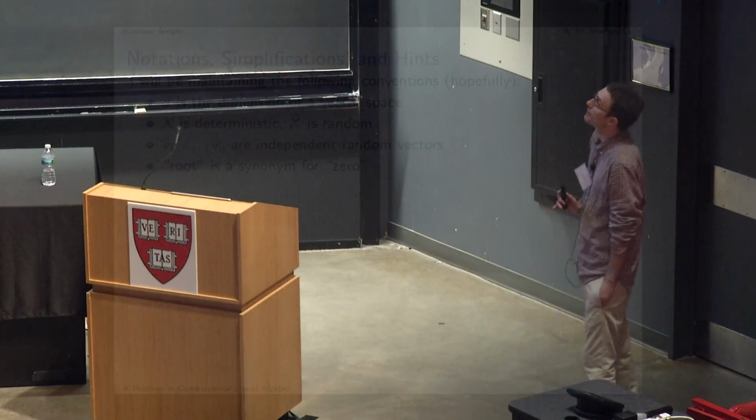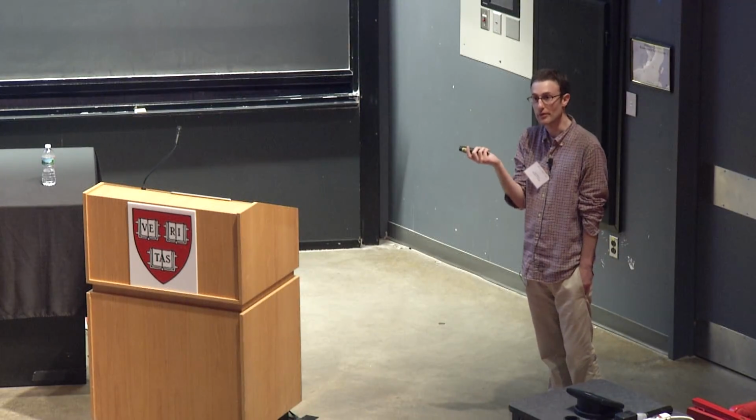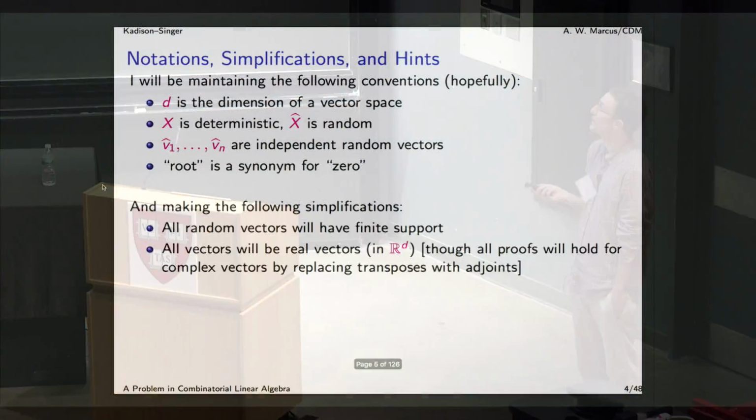But let me go over some notation first, just to make sure that you know what's going to happen. So I'm hopefully going to maintain these conventions. D is always going to be the dimension of my vector space. When I have a letter without a hat on it, that's going to be deterministic. And when I have a hat on it, that's going to be random. My main objects of study are these random vectors, v1 through vn. So there are going to be n of them. And I'm going to use root as a synonym for zero of a polynomial. So there will be a tree here, and I won't talk about the root of the tree. I'll talk about the top of the tree. So there won't be any, hopefully, confusion there.